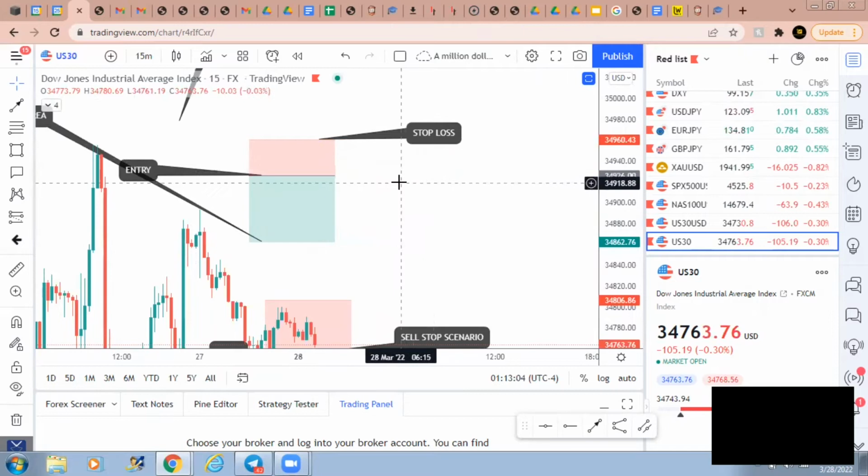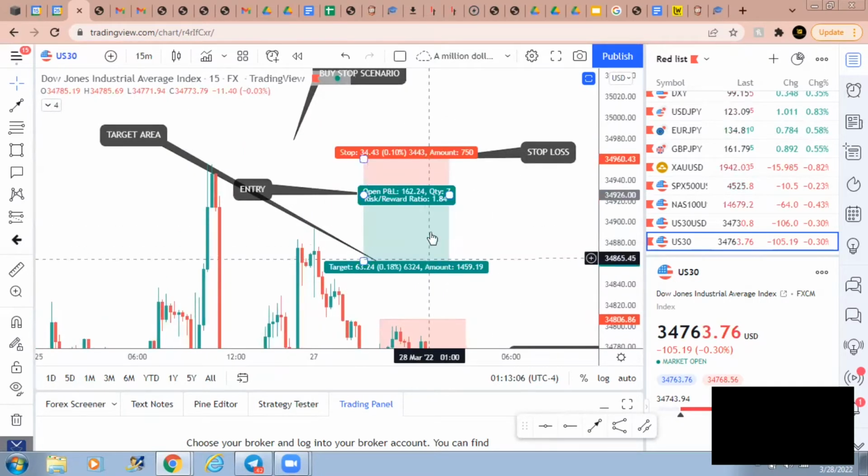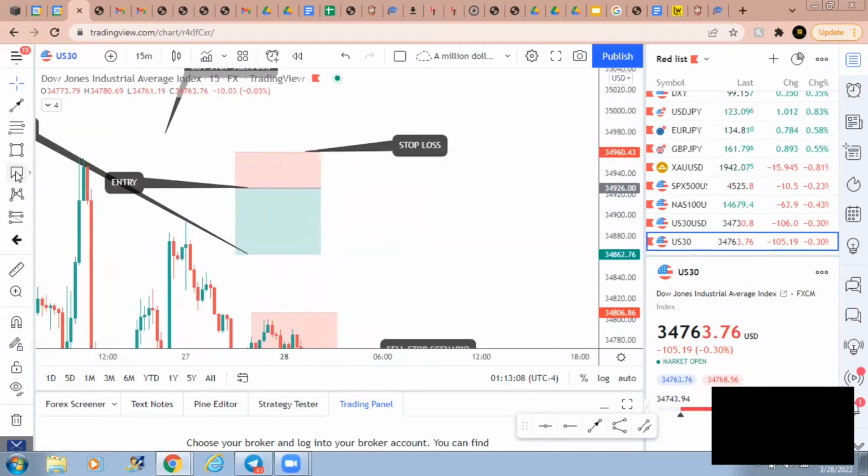Entry, stop loss, target. When you're trading, always have a great risk to reward. I know you're seeing these right now and thinking, it's not the best risk to reward, but these are just examples.